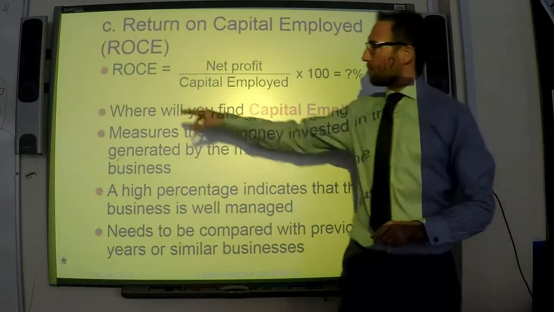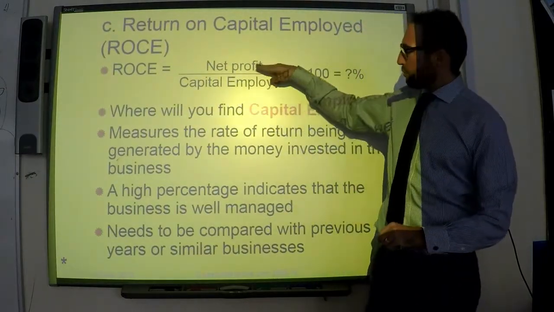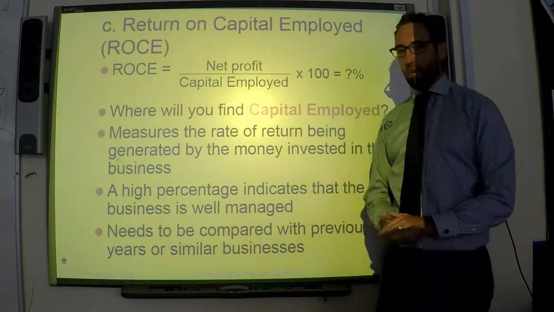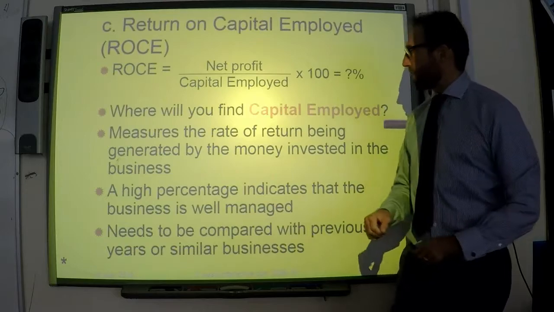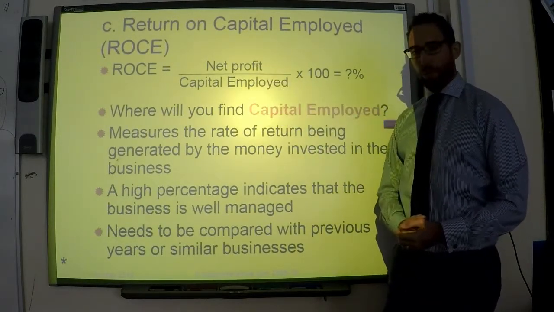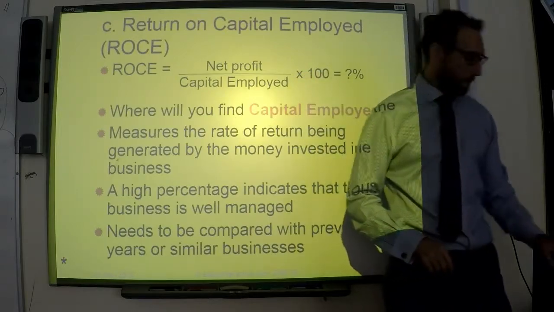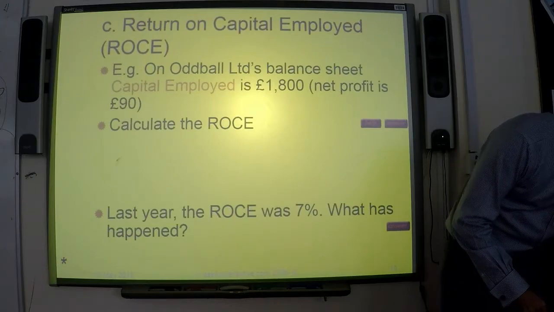So what is ROCE? ROCE stands for return on capital employed. Basically, how much profit have we made from the money that we have invested? How much profit are we getting from what we've invested? So the formula for ROCE is net profit divided by capital employed times 100. Let's have another look at a worked example here.